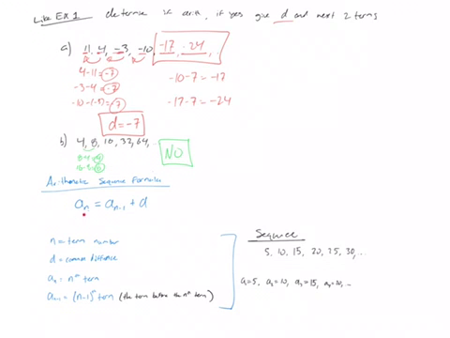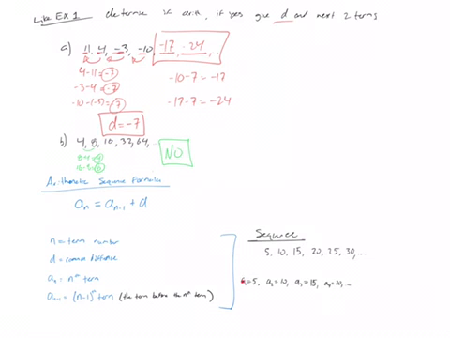Now, when we have an arithmetic sequence, it follows this pattern. Let's pause for a second and talk about a sequence. A sequence is just an order of numbers that have a pattern, and they have an order. So 5, 10, 15, 20, 25, 30. This is an arithmetic sequence with a common difference of 5, and my first term is 5. Notice this is my first term, second term, third, fourth, fifth, sixth.